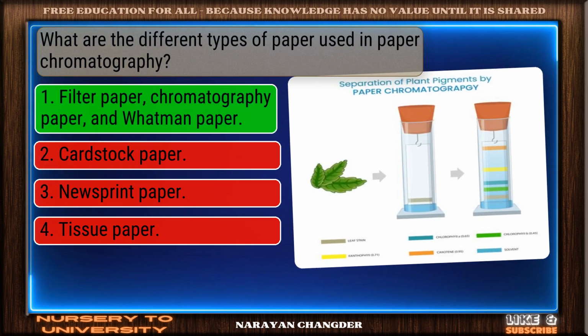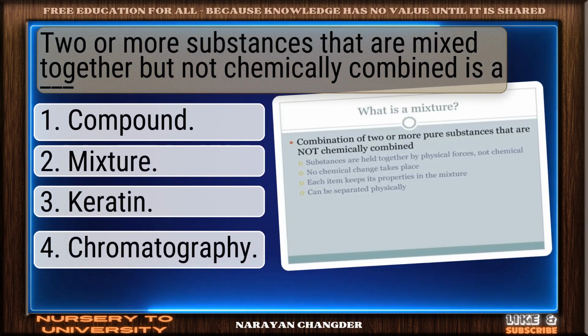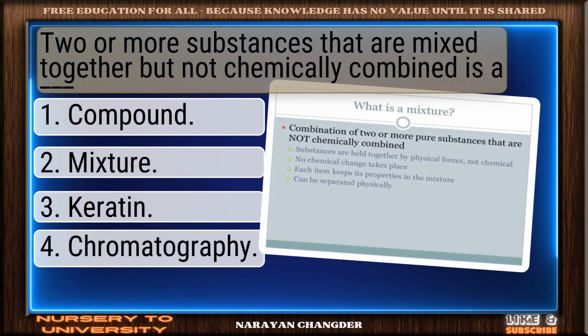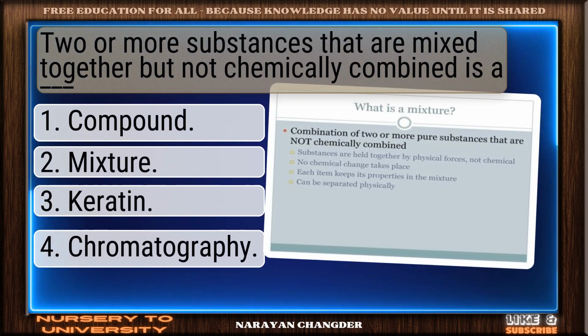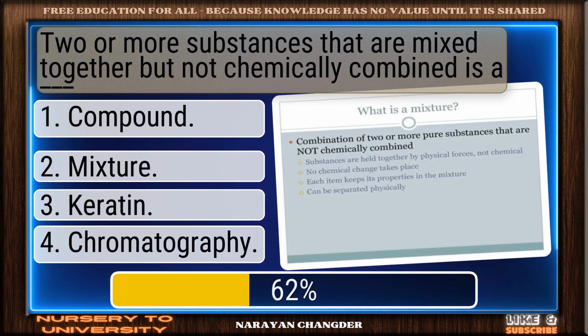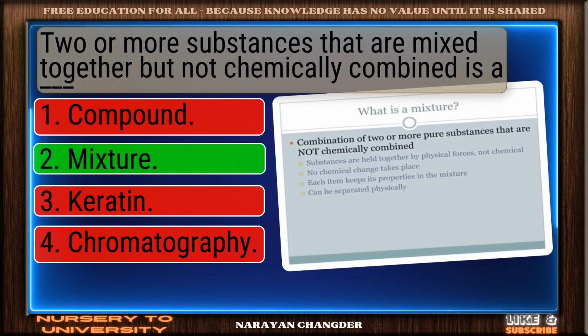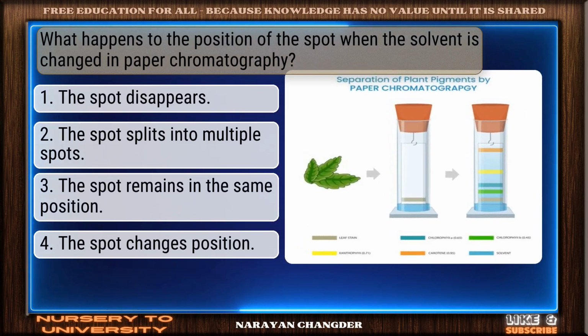Well done. Two or more substances that are mixed together but not chemically combined is a what? Option 1, compound. Option 2, mixture. Option 3, keratin. Option 4, chromatography. You got it, mixture.